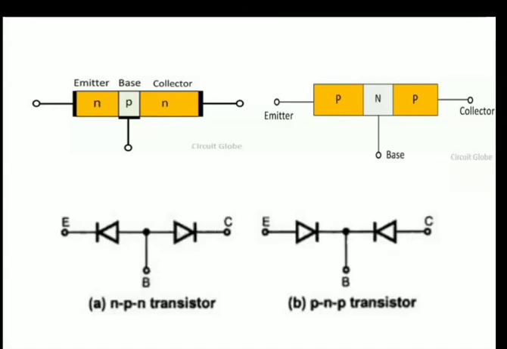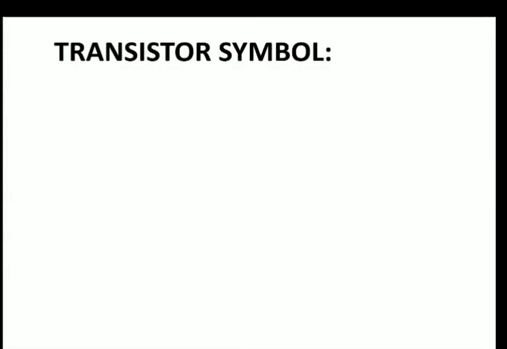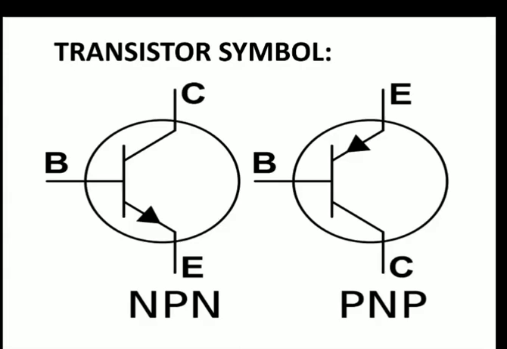The region between N and P is called the emitter base junction, and the region between P and N is called the base collector junction. Next is the transistor symbol. It has three terminals, namely base, collector and emitter, in both PNP and NPN. The difference is the symbol of the emitter: in NPN, the arrow is pointing outwards, whereas in PNP, the arrow is pointing inwards.